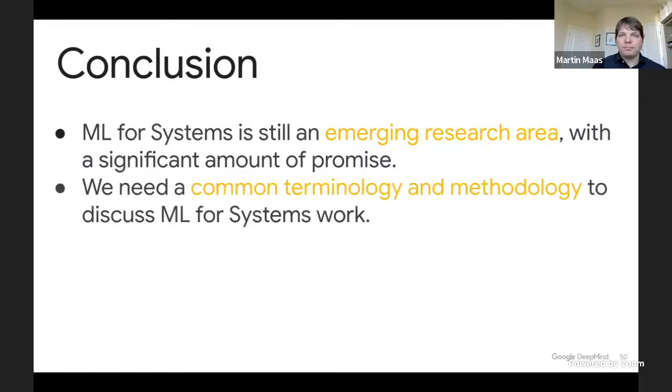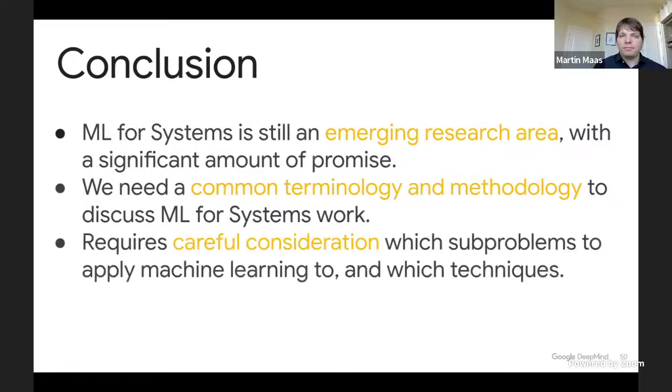I also want to argue that because the area is still in its early stages, it hasn't really coalesced yet around a shared methodology and terminology. And I think as the field is evolving, it's going to be important to build more of these common data sets, common benchmarks, best practices, and so on, and basically have, for example, a clearly defined set of baselines, a clear, well-defined set of things to try, and so on.